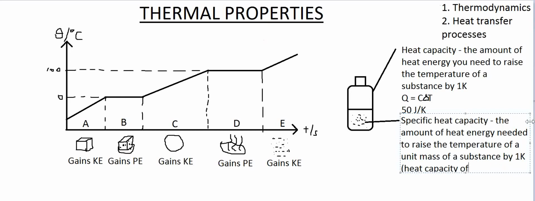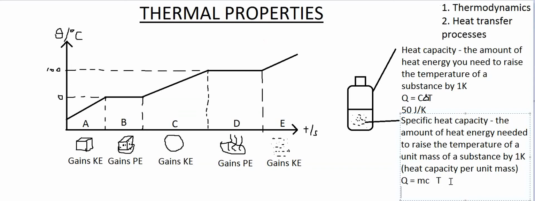Heat capacity per unit mass. This unit mass can be either grams or kilograms or whatever. So the equation is Q equals m c delta T. I'll add the delta later. Here, m is the mass, C is the specific heat capacity.